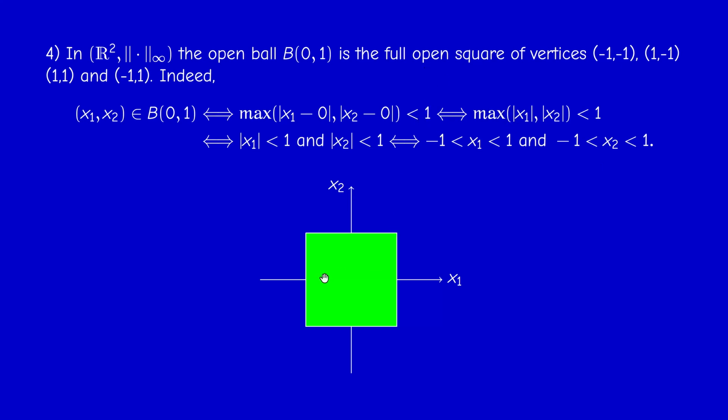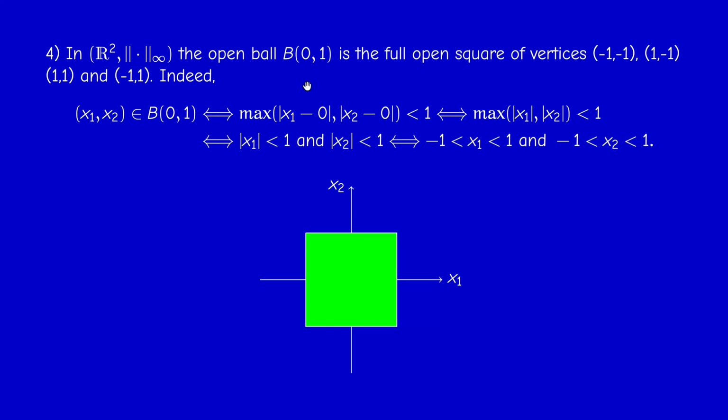Here we have something that may look strange. A ball for the infinity norm is a square, a full square. Here we have to distinguish between full square and square, because usually square is the boundary. So a ball is a square. Don't be misled by the use of the vocabulary, because for us the concept of a ball depends on the notion of a distance. When we change the distance, the ball changes. So this is the open ball of center 0 and radius 1.